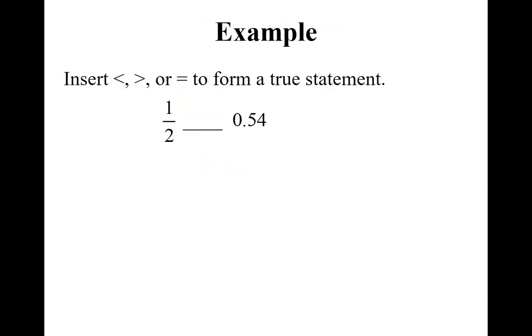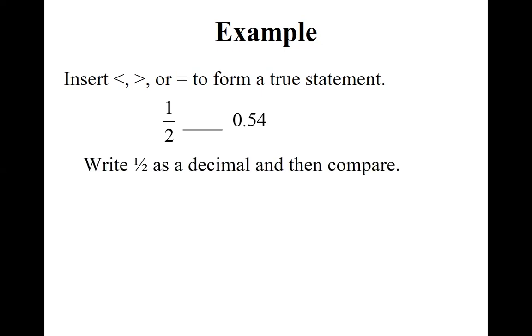So to compare 1/2 and 0.54, we would turn 1/2 into a decimal, which is 0.5. You shouldn't even need any work for that. 1/2 is 0.5, 5/10. And then we compare. We'd imagine 0.5 is 0.50 and 0.50 is less than 0.54.